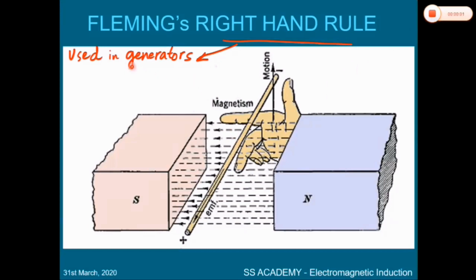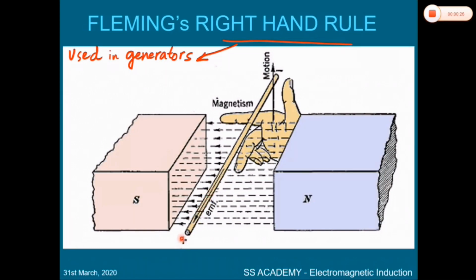Now here, this is just a demonstration of Fleming's right hand rule, which is used in generators. See the magnetic field lines from right to left, from north pole to south pole, and the movement of the rod or the conductor is upward. So the direction of the induced EMF using Fleming's right hand rule will be towards X.